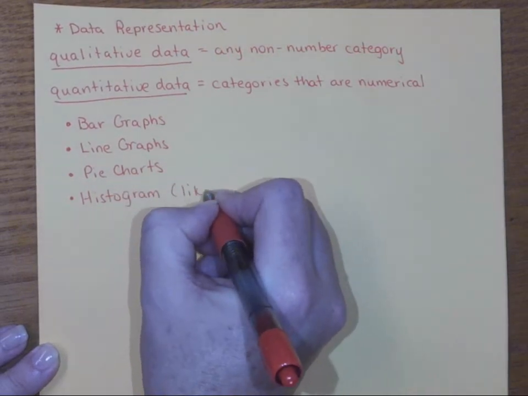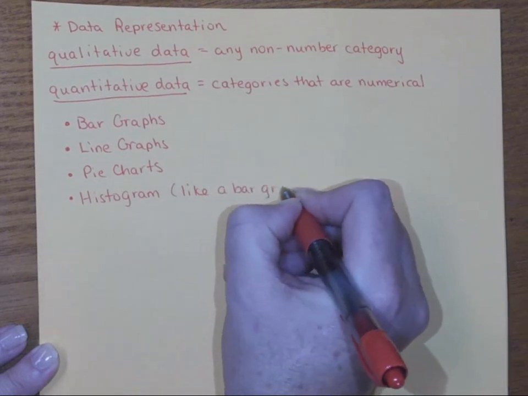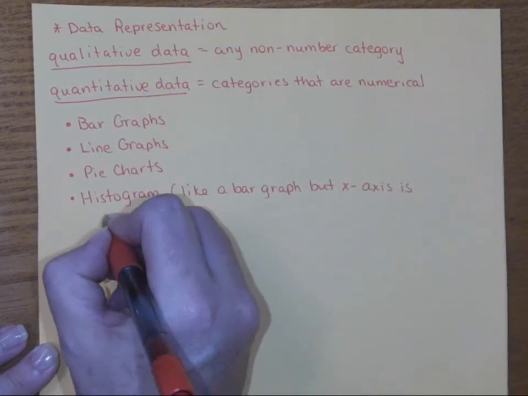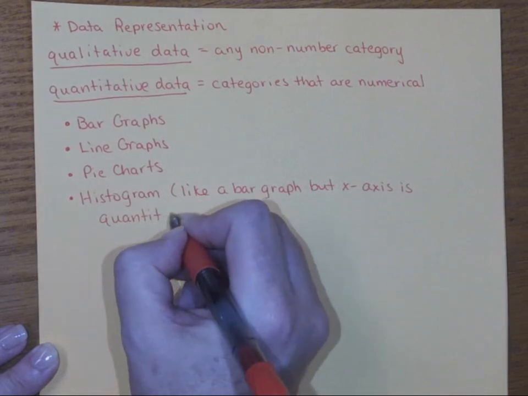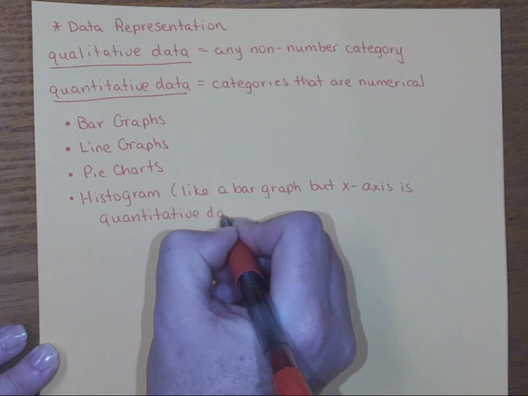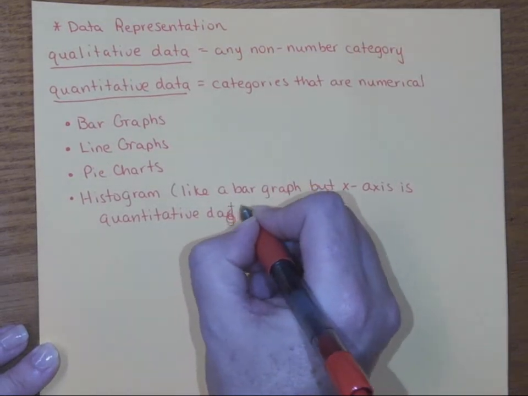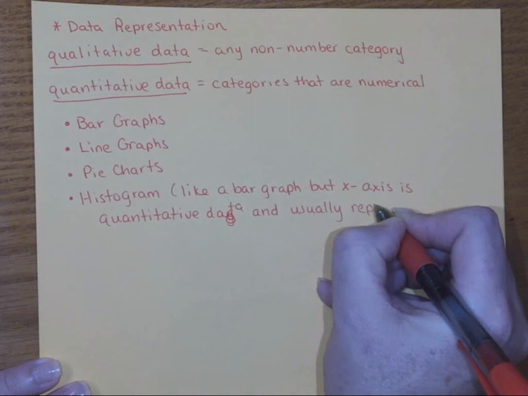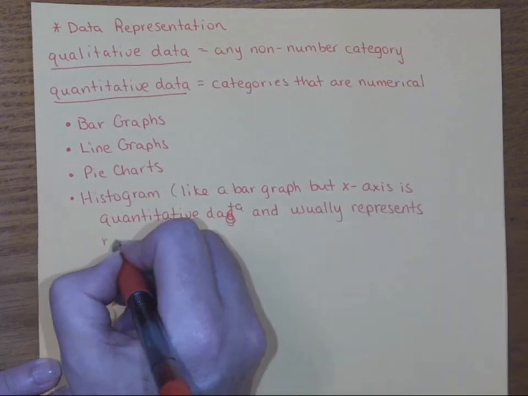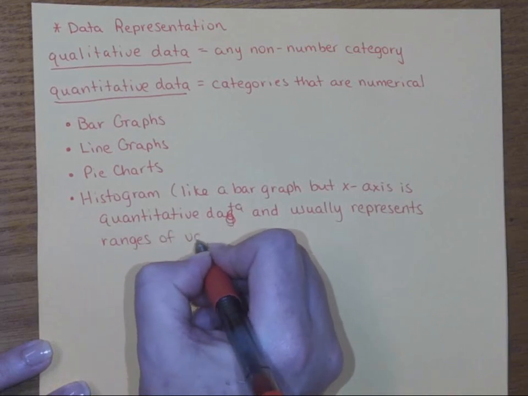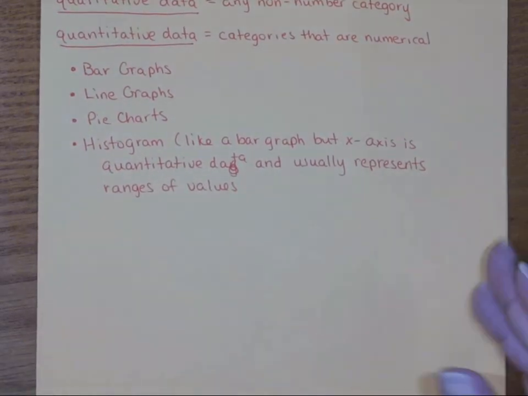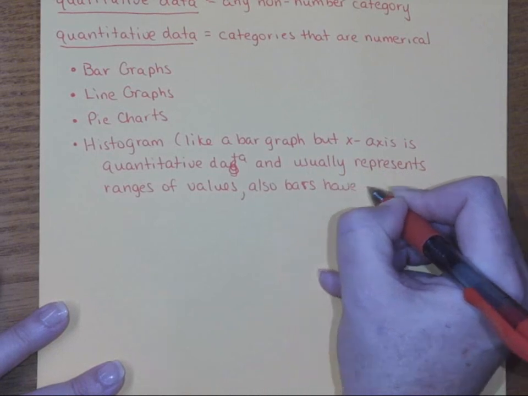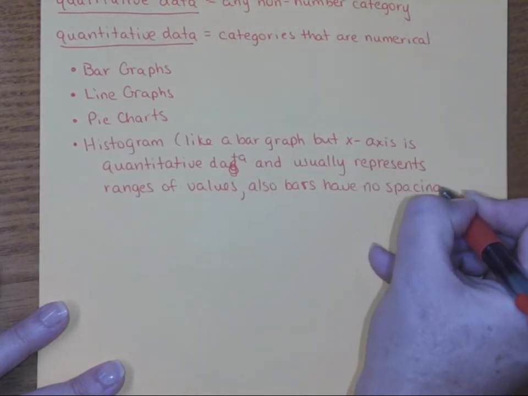A histogram is very similar to a bar graph. You do need to know the difference though. The difference is the x-axis is always quantitative data, whereas a bar graph could be quantitative or qualitative. And usually it represents ranges of values. So I'm going to give you an example of all of these. Also, the bars don't have spacing, whereas in a bar graph usually you separate the bars with gaps.